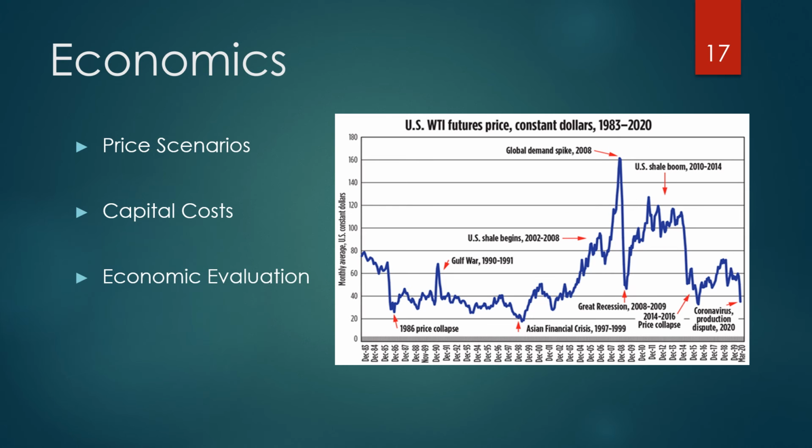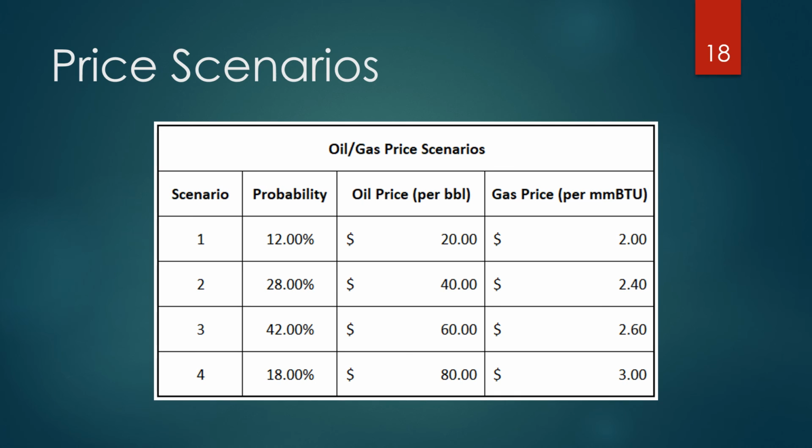Thank you, Nady. Economics is the most important part of any project as it all comes down to if the project is making money or not. To determine this, we came up with different price scenarios, calculated all the capital costs, then I ran an economic evaluation to determine the value of our field. As the picture showed on the last slide, oil prices are impossible to predict. We came up with 4 price scenarios, then ran a risk analysis and came up with a probability for each scenario. Our most probable scenario has oil prices at $60 per barrel and $2.60 per MMBTU for gas.